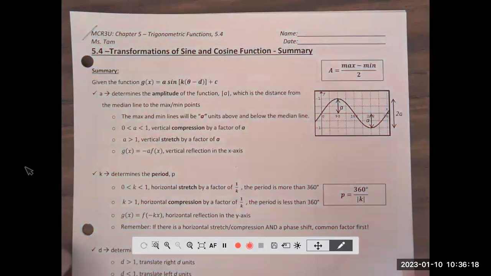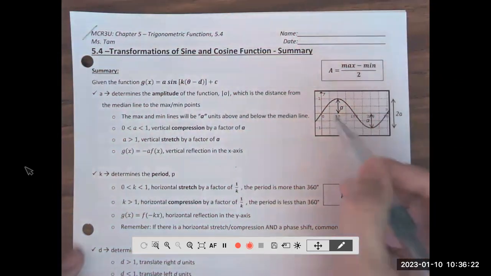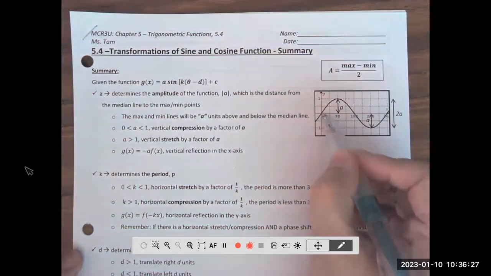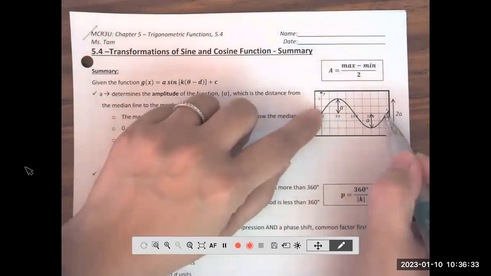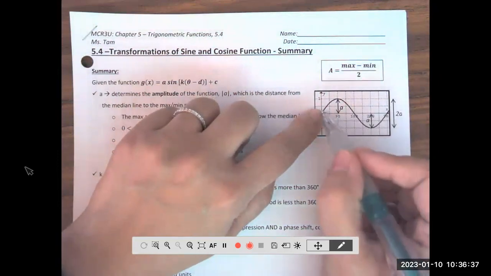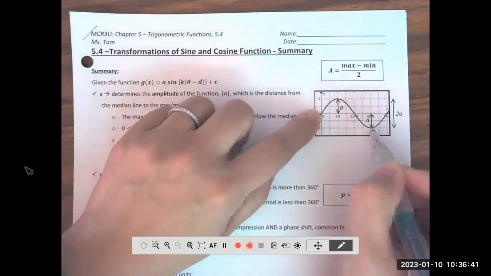Okay, so as a reminder, for our sine function, we're looking at a periodic function that begins at 0, 0, ends also on the median line. The middle is also on the median line. First quarter goes up, third quarter goes down.